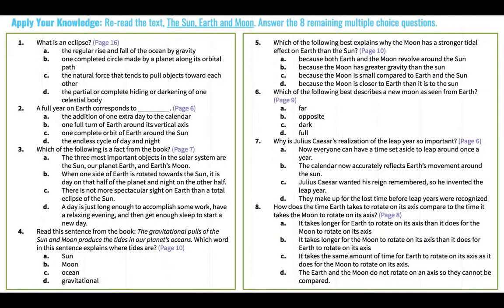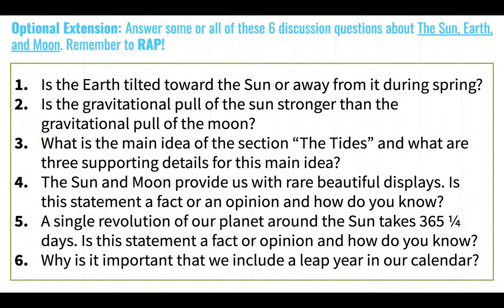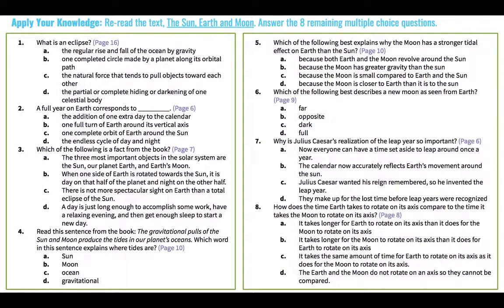If you would like an extension activity, these are 6 discussion questions that apply to our text, The Sun, Earth, and Moon. If you would like to continue your learning, you can answer any of these discussion questions. You could just talk about them with a family member. But again, this part is optional, and the required work today is answering the 8 remaining multiple choice questions. You've got this.